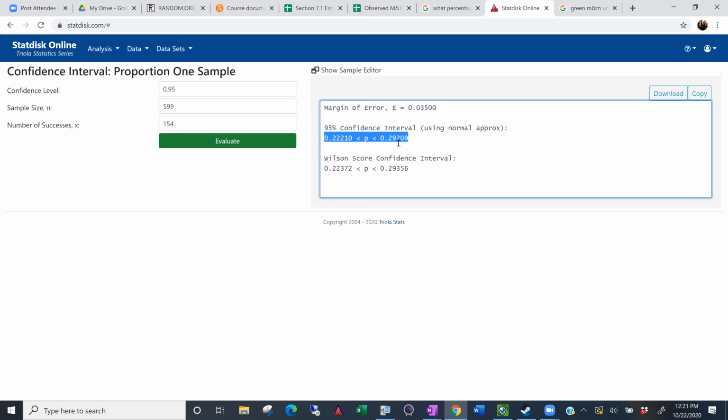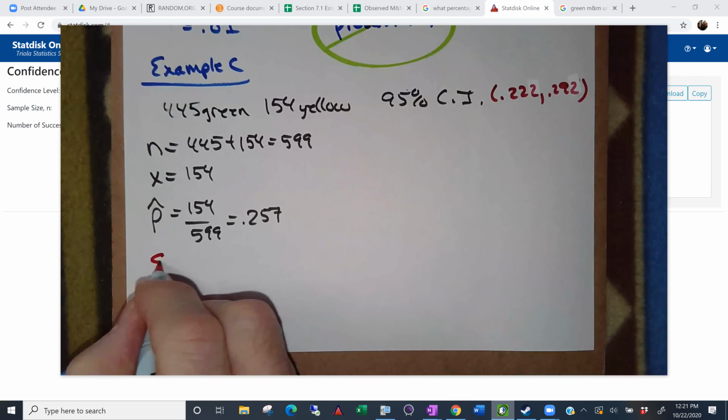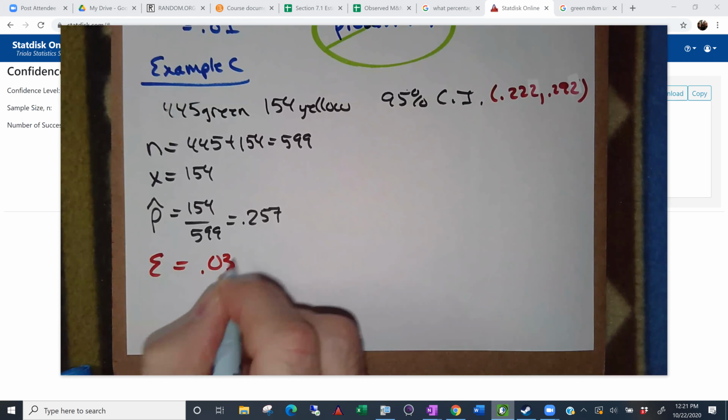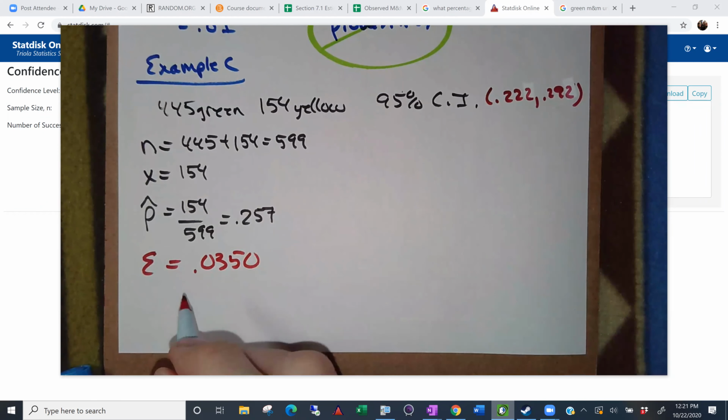So the width of this is exactly, I think, 7%. You can see our margin of error is 0.035, so a 3.5% margin of error. Let's write that down. E is 0.0350. That's just good to know. That's your margin of error.